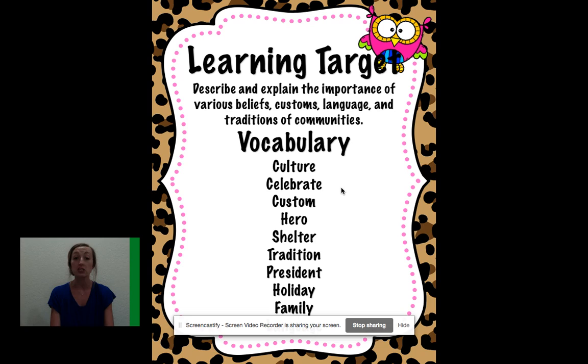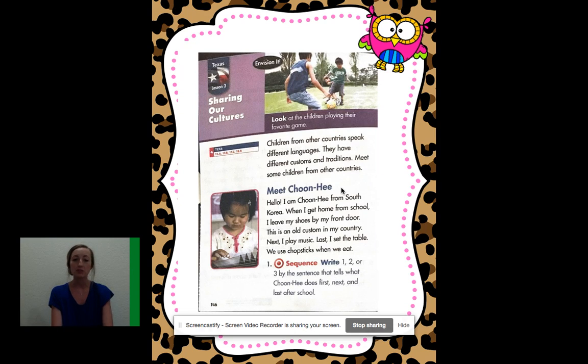And again, I've listed all of your vocabulary words for the chapter, so keep an eye out for those as we go throughout. They'll be highlighted in yellow. Okay, so you should be on page 146 following along with me as I read this.